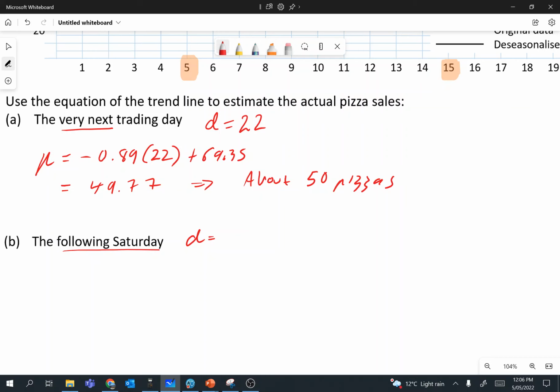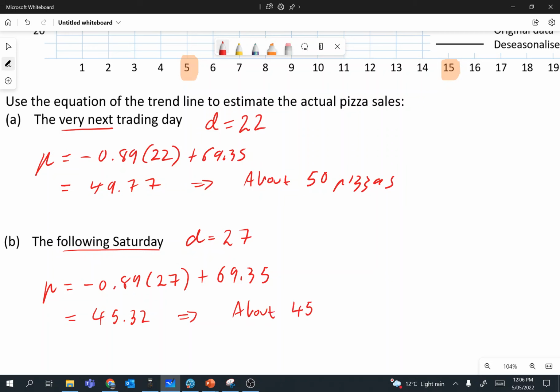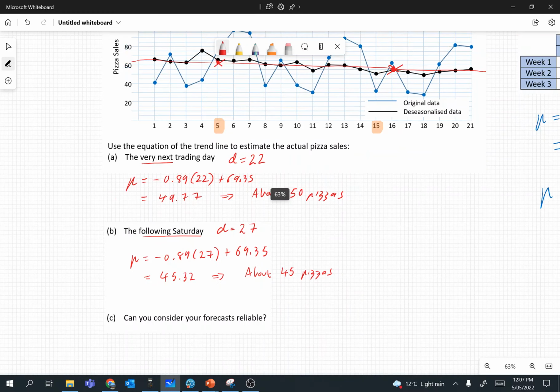Alright, so I'm going to forge ahead here. The following Saturday is day number 27. So that's the number we're going to put in. So the number of pizzas, the prediction or the forecast is 45.32, and rounding that to the nearest whole number, about 45 pizzas. Righto, so those are our forecasts.